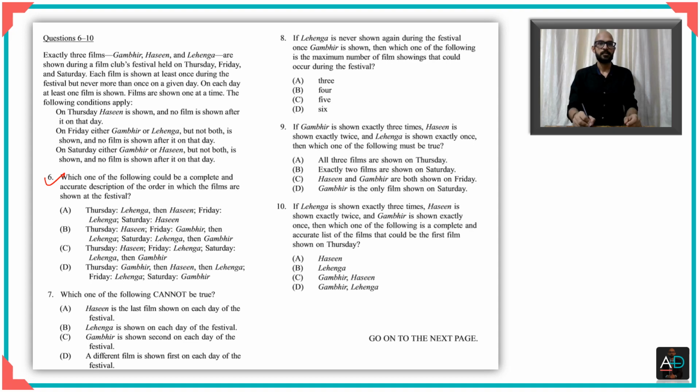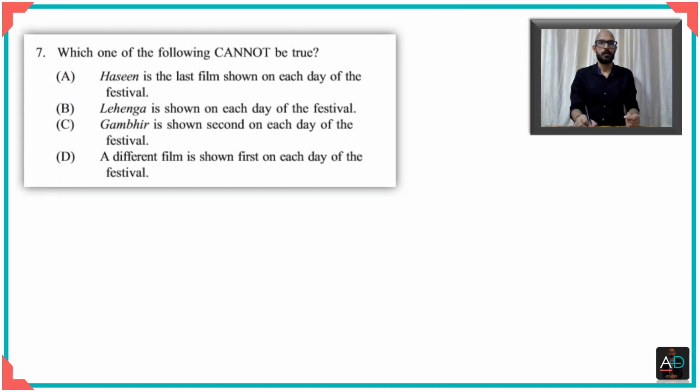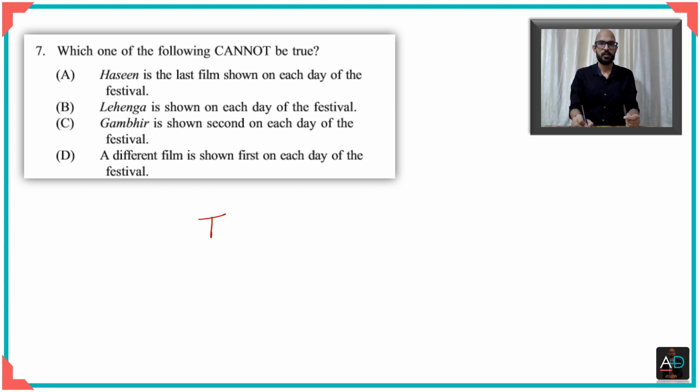So we're done with question number 6. Now we go to question number 7. As always, we start with our starting point, Thursday, Friday, Saturday. You have your 3 slots. Okay, and we know that at the end here we have Haseen, here we have Gambhir or Lehenga, here we have Gambhir or Haseen.